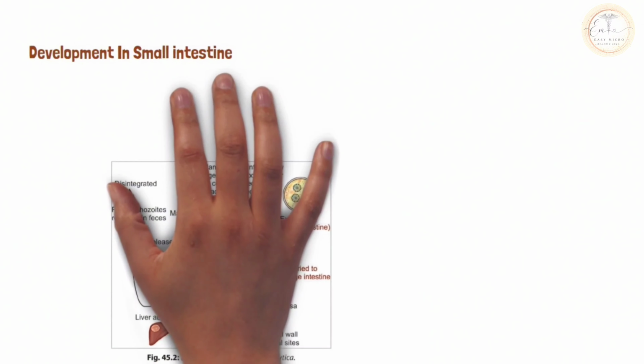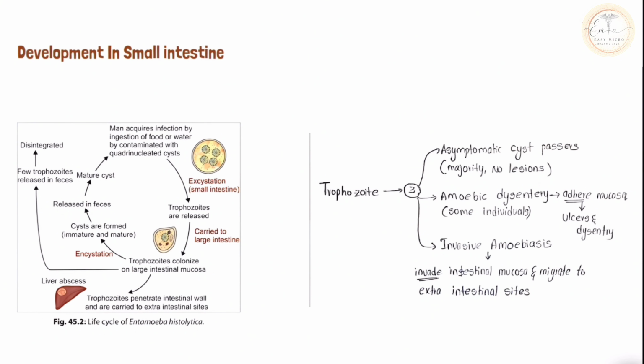Now let us see the development of Entamoeba histolytica in the small intestine. First of all, let us see a brief about the life cycle. Let us start the life cycle at the infective form, the cyst, and the host, man. Once the cyst infects man through contaminated food and water, it bypasses the gastric barrier and reaches the small intestine. In the small intestine, the cyst exits the cyst form and transforms into the trophozoite. Later on, these trophozoites reach the large intestine.